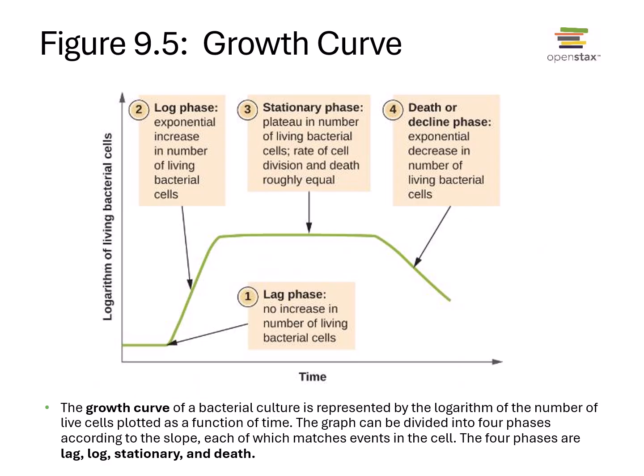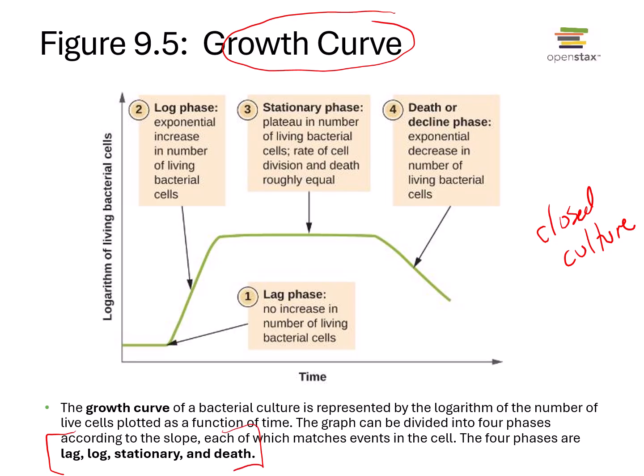When you grow microorganisms in a closed culture, like a test tube or a flask, in which you don't add any new nutrients and you don't remove any of the wastes, you're going to see a reproducible growth pattern, and we call that a growth curve. There are generally 4 phases that you're going to see, including the lag, log, stationary, and death phases.